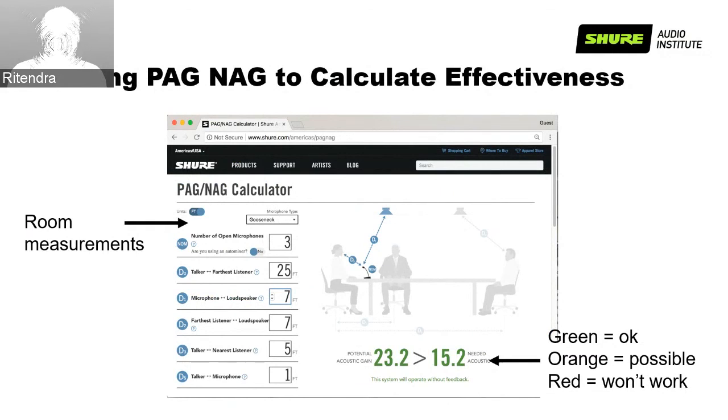So the calculator gives you the value in 3 different colors: green, orange, and red. Green means okay, you can do that. Orange means possible, but you need to look at that. But red, it will not work at all, right? So that can give you an idea what exactly you can do with different microphones.